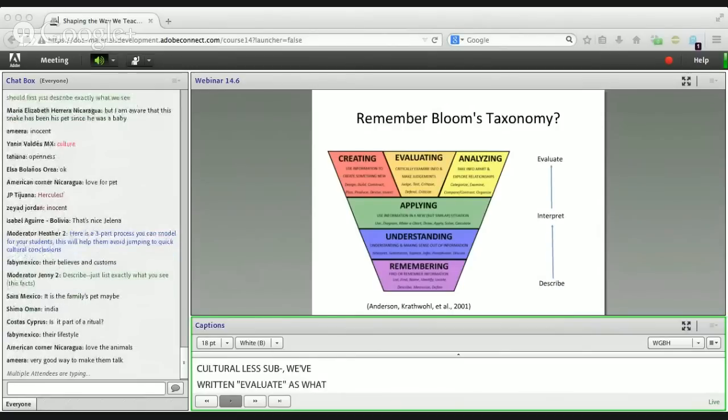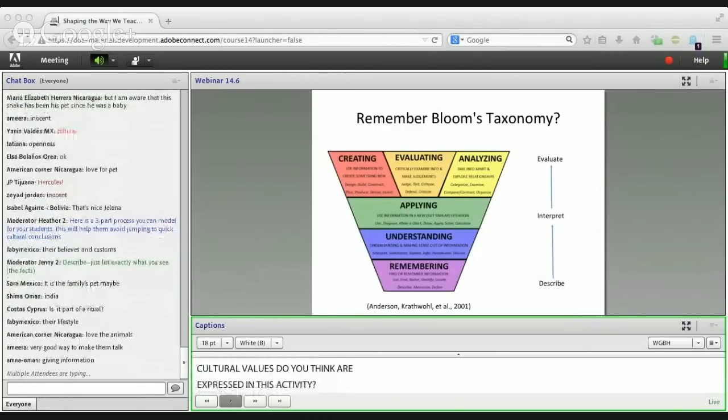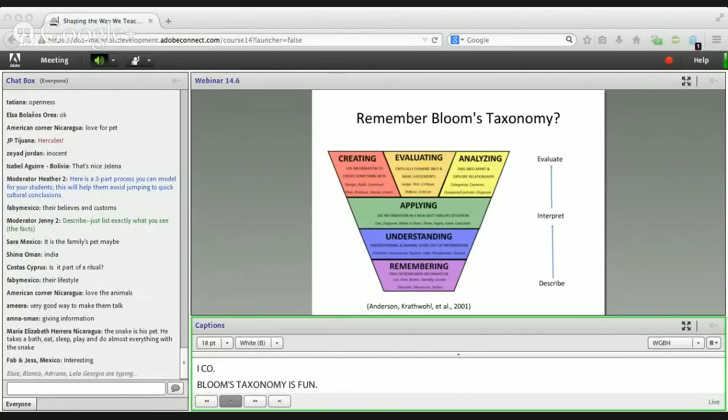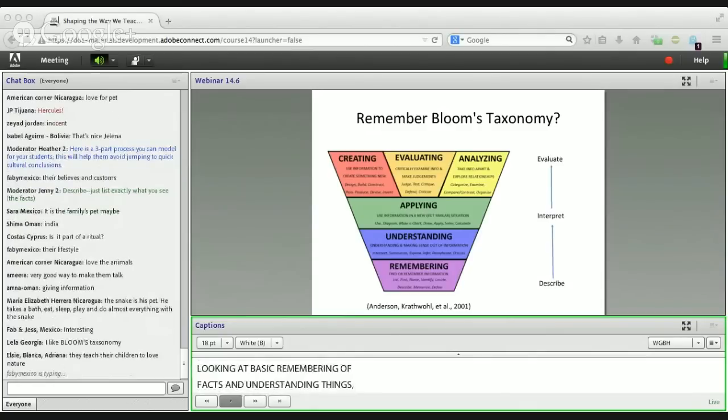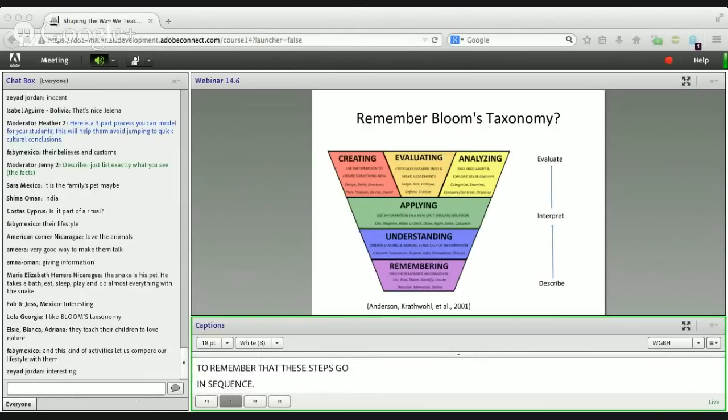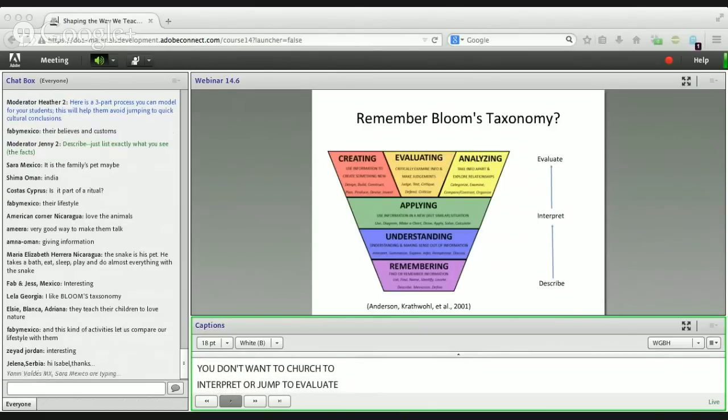So, remember Bloom's taxonomy? I do. It's a lot of fun, isn't it? Describe, interpret, evaluate is closely related to Bloom's taxonomy. It's essentially a simplified version of the same thing, where at the beginning stage you're remembering facts and understanding things, and at the end stage you're being creative, evaluating, analyzing, basically judging. It's important to remember that these steps go in sequence. You don't want to jump to interpret or evaluate before going through the earlier stage, because the success of one stage depends on what you did in the previous stage.